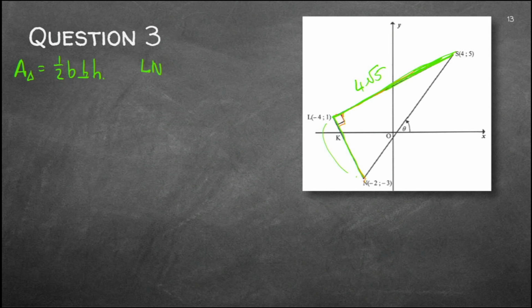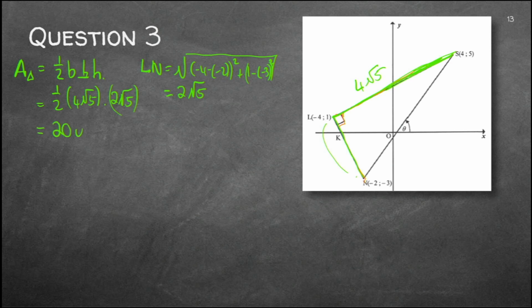So we'll quickly calculate LN equal to square root. So it's -4 minus -2 squared plus 1 minus -3 squared. And you will get an answer of 2 square root 5. So substitute in a half, 4 square root 5 multiplied with 2 square root 5. And you'll end with 20 units squared. Please remember that to clearly indicate it every time. Right, so let's move on to the last part of the question.